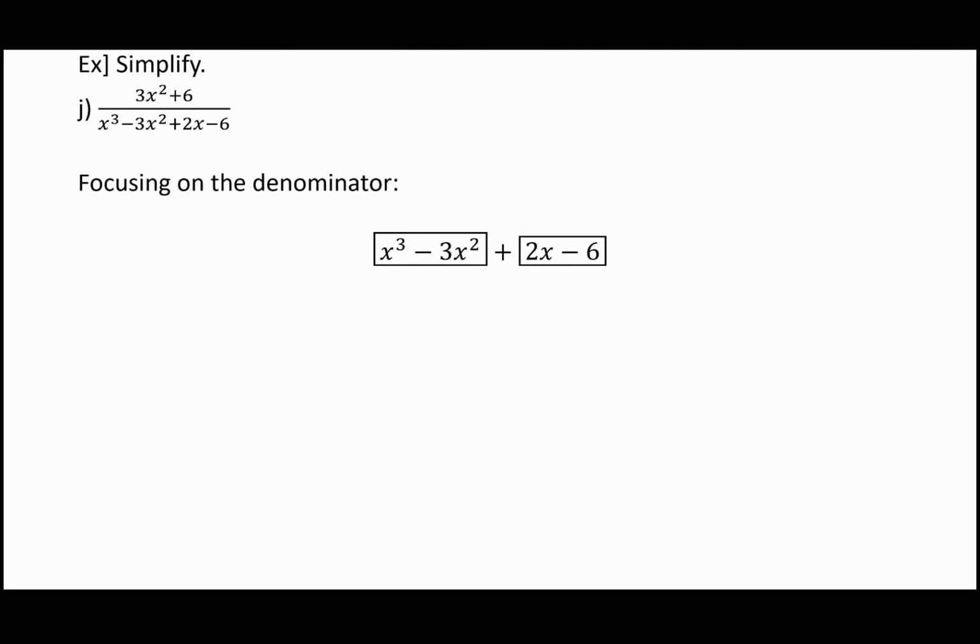Remember, the mode is factor, factor, factor, and then cancel out common factors and then report whatever is left. So here's us focusing on the denominator first. We're going to factor by grouping because it is a four-termed polynomial.